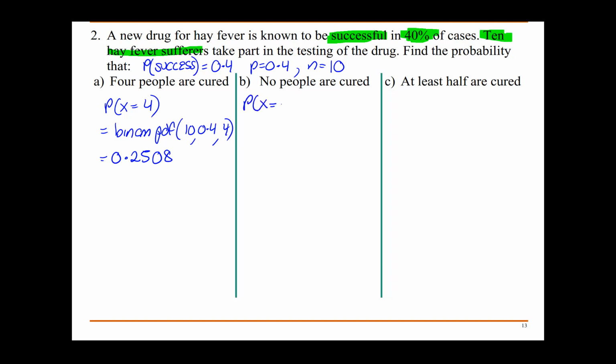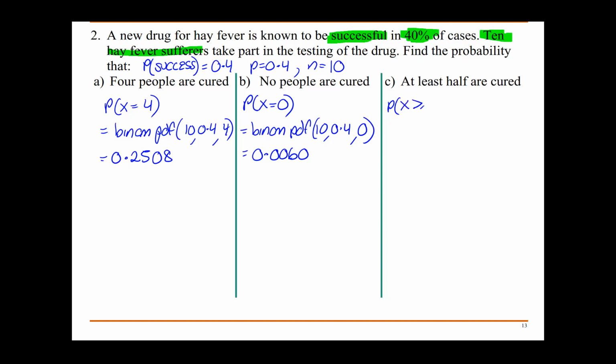Next, no people are cured. Probability that X equals 0. There are no successes. So that's binompdf, 10 trials, probability is 0.4 and we want it to be 0. And that's 0.0060.